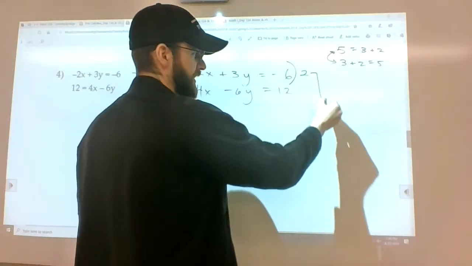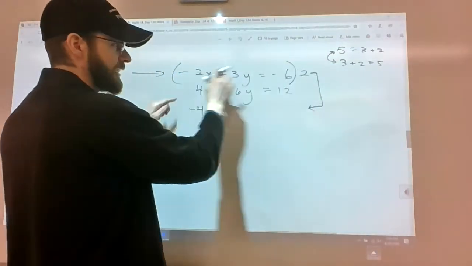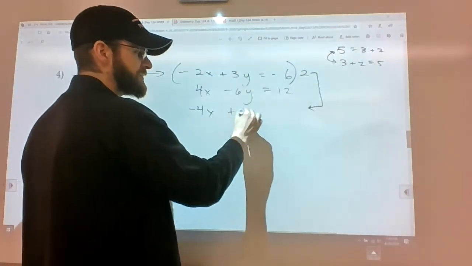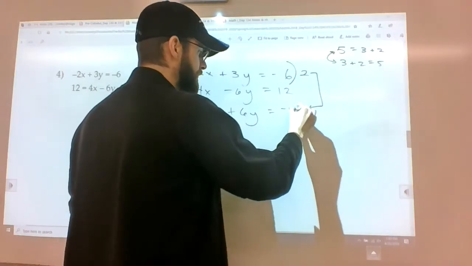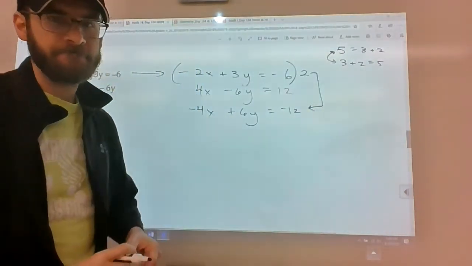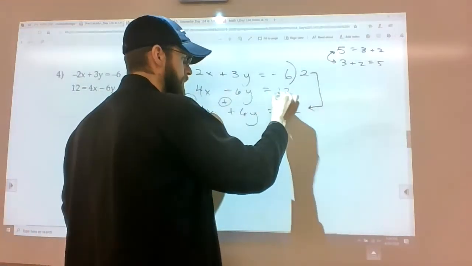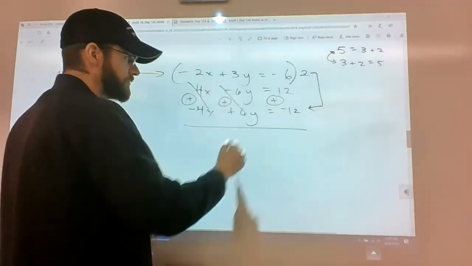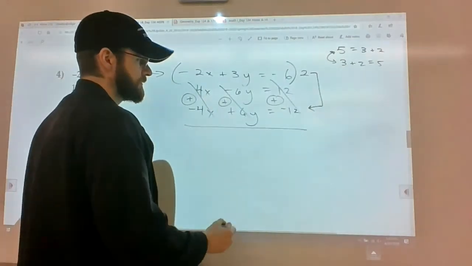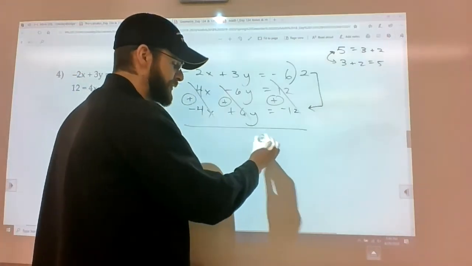If I multiply the top by 2, I'm going to rewrite this underneath. I get negative 4x, 2 times negative 2x. 2 times 3y is positive 6y. And then 2 times negative 6 is negative 12. From there, we add the columns. 0, 0, 0. Okay. All the variables canceled out, so we're left with 0 equals 0.